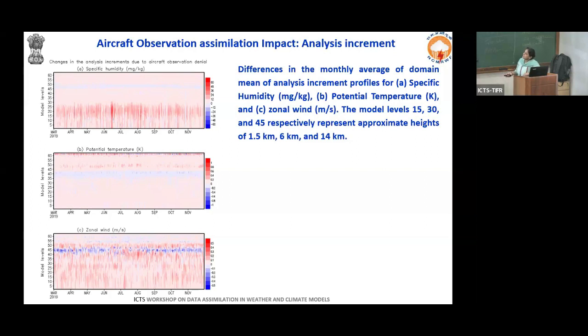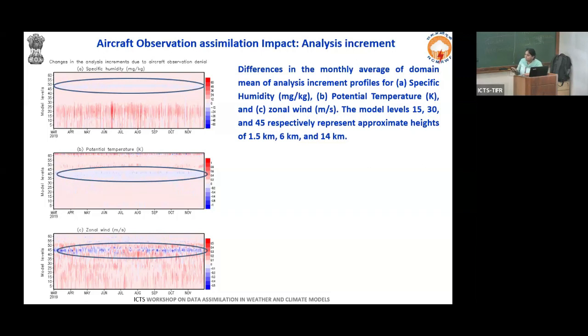This is the analysis increment plots. Analysis increment means we do the assimilation and see, actually we are running the 4D-Var incremental analysis system. In that we get the analysis increment of different variables. Here you can see the specific humidity, then the potential temperature and the zonal wind. When we assimilated the aircraft data, as we already discussed, most of the aircraft data we are receiving at NCMRWF is confined above 300 hPa, so the impact is mainly at those higher levels.